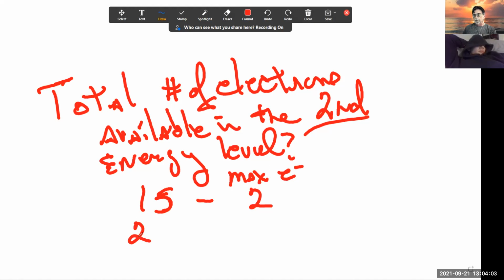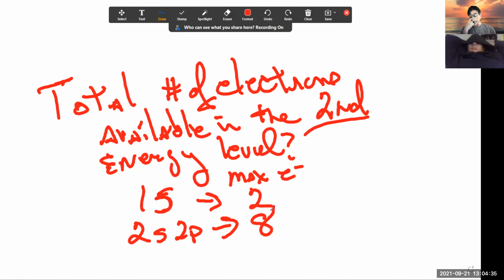For the 2nd energy level, which is denoted by the coefficient 2, that has 2 orbits. We have the S and the P. We know that the S can handle a maximum of 2 electrons, and in the P there are 3 orbits. Each can handle 2 electrons, so that's a total of 6. So 6 plus 2 means that the maximum number of electrons we can put in the 2nd energy level is 8.